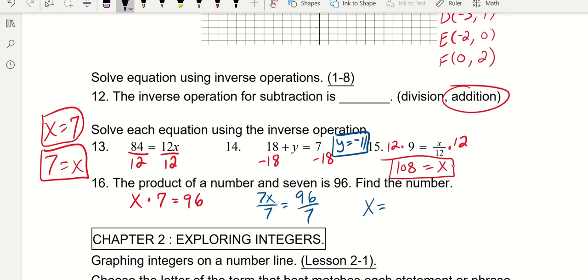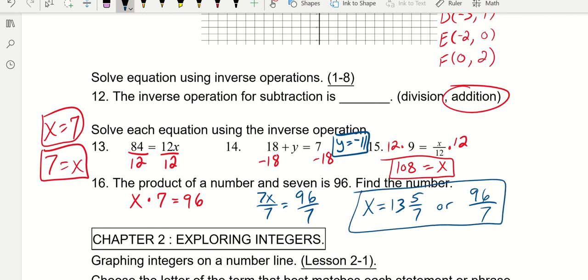Or let's see here. 7 times 11 is 77. We just saw over here 7 multiplied by 12 is 84, which means 7 multiplied by 13 has to be 84 plus 7, 91. So it's going to be 13. And if we take 91 away from the 96, we're left with 5 sevenths, right? So there you go. Or you might say 96 sevenths. Either of these is okay. All right, very good.